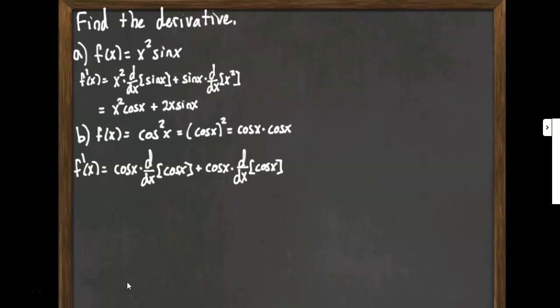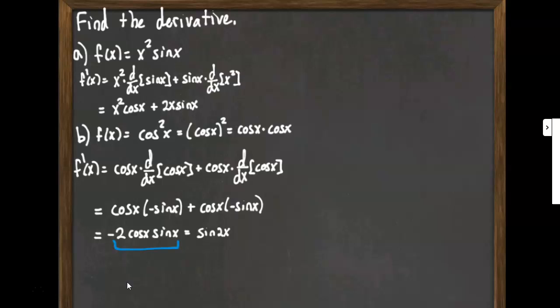And so we start to work this out. Cosine x, derivative of cosine x. Well, we know the derivative of cosine is negative sine. So cosine times the derivative of cosine will be cosine times negative sine.